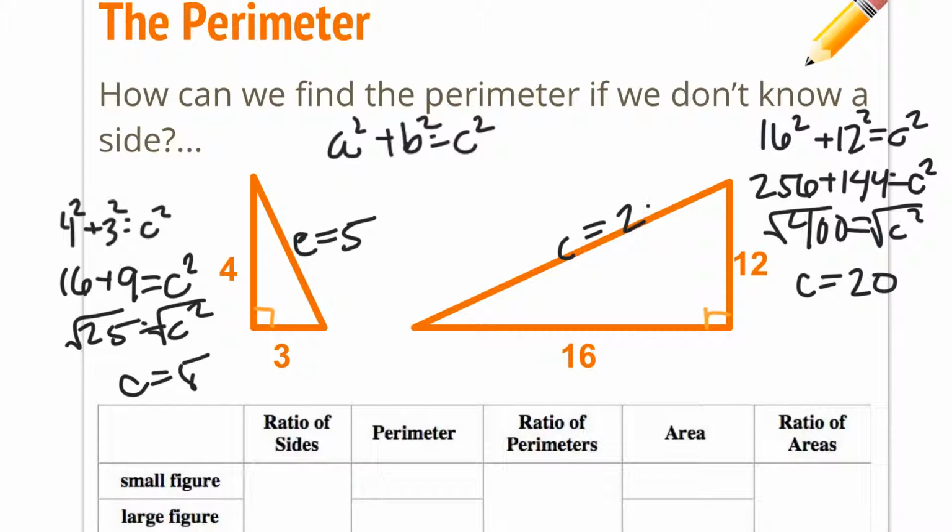Boom. So now that I know all the sides, let me go back to this. The ratio of the sides is going to be the scale factor, which in this case is 4. The perimeter of the small one is going to be 3 plus 4 plus 5, which in this case 5 plus 4 is 9, plus 3 is 12. So for the small one, I think on your paper it's the other way. So let me go ahead and fix that.